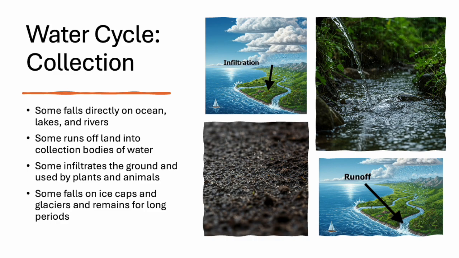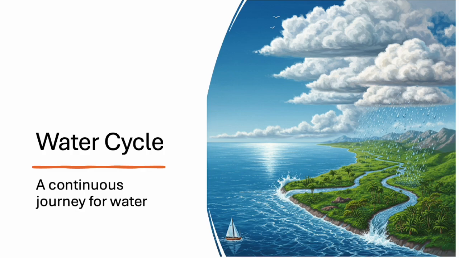Some of it soaks into the ground and becomes groundwater. This is water stored in the tiny spaces between rocks and soil underground. Plants can use this groundwater, and we can get to it by digging wells. Some of it might fall as snow and stay on mountains as ice caps or glaciers for a long time. And once the water is collected in these places, what do you think happens next? The sun shines on it, and the whole cycle starts all over again with evaporation.